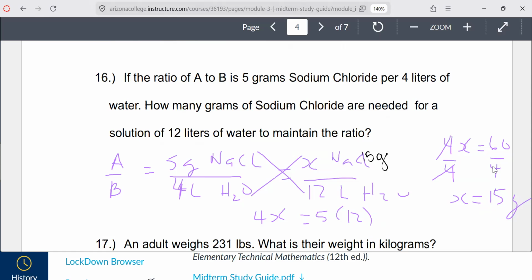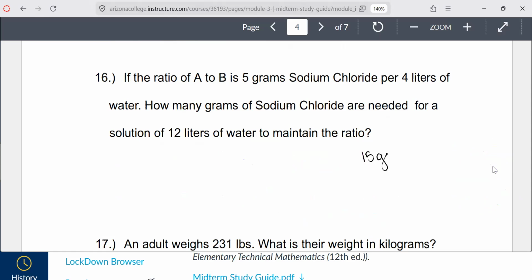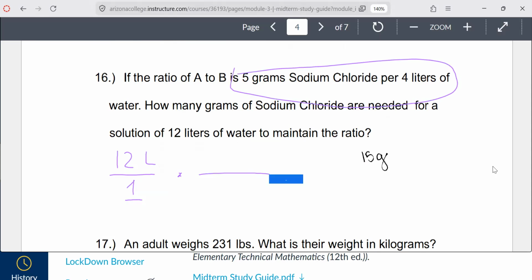Again, here you could also do dimensional analysis. You start with the 12 liters of water, divide by 1, because that's what you're trying to change. And then you come here to this. So 12 liters of water, so H2O here. So you're going to put the L, H2O here, so that they cancel out.